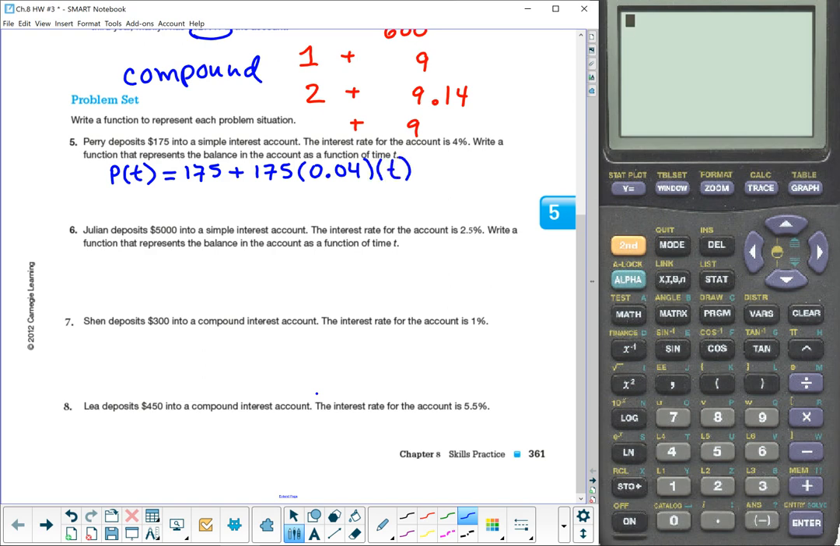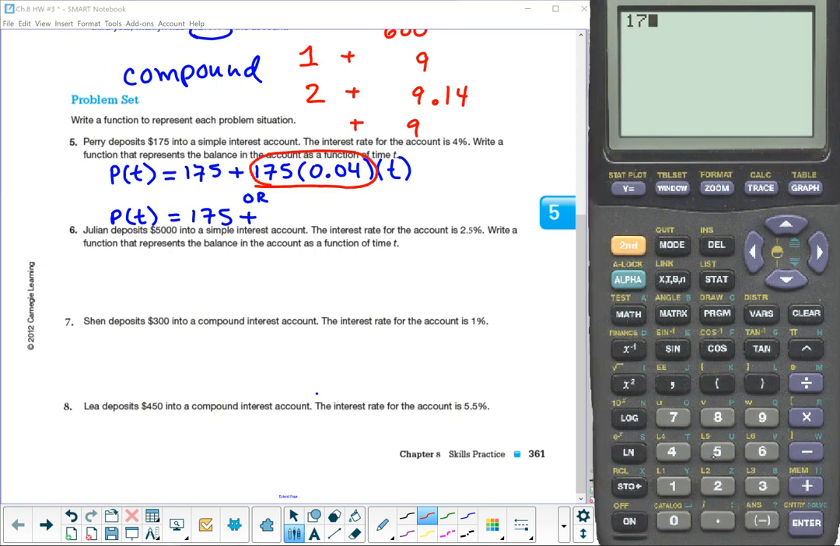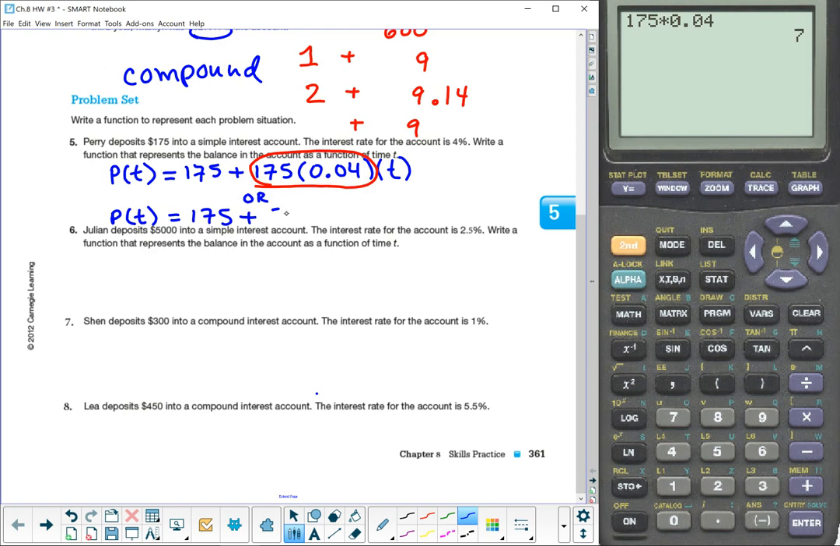Now, if you want, you can also write it like this. P of T equals 175 plus, and then you can figure out what 175 times 4% is. That's how we were working with it before. And that gives you $7. So you can also write it as 175 plus 7 times T. And that also works. You can write it either way, and that's fine.